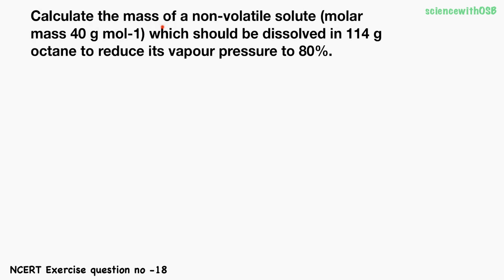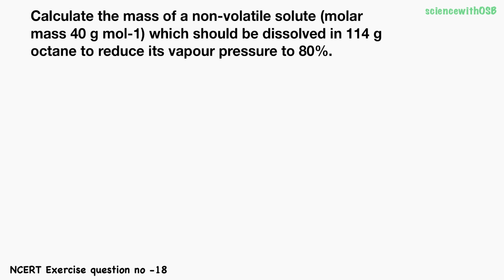Calculate the mass of a non-volatile solute. Molar mass is given, it is 40 gram per mole, which should be dissolved in 114 gram octane to reduce its vapor pressure to 80%.